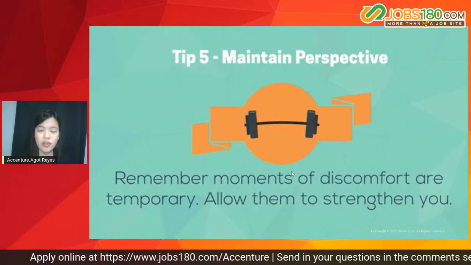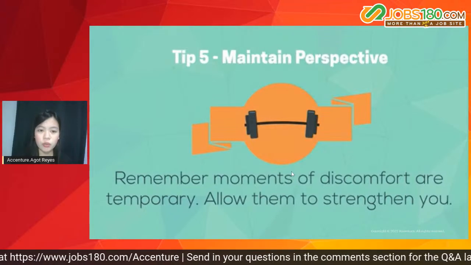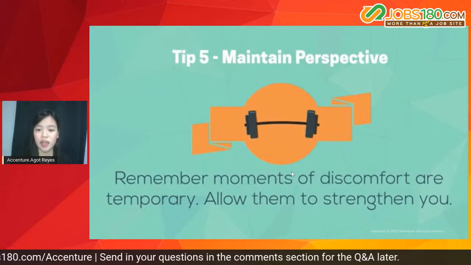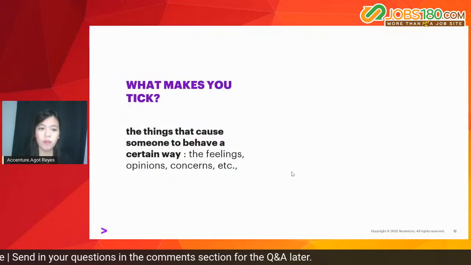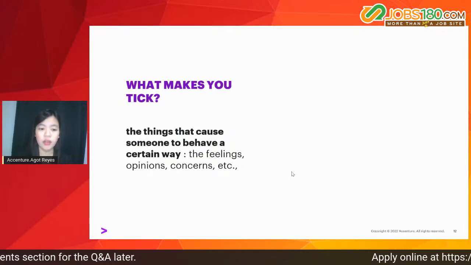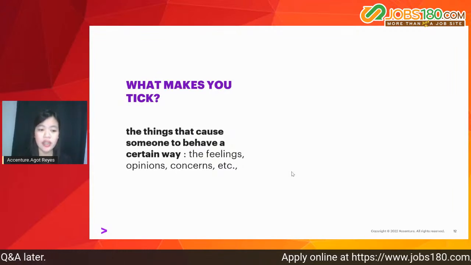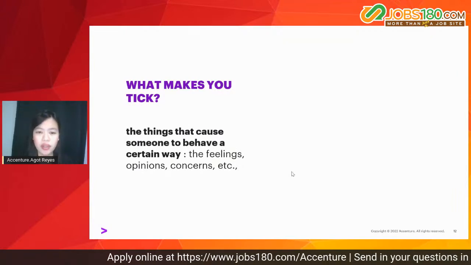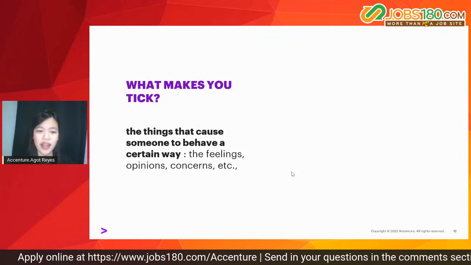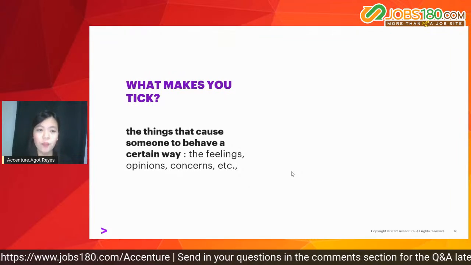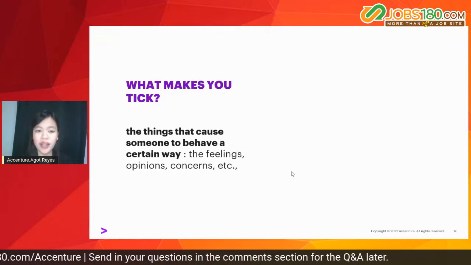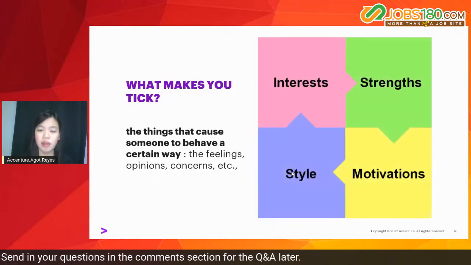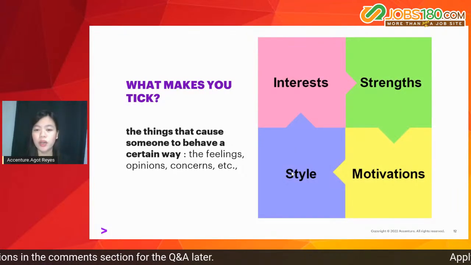All right. So now that you were able to hear about the five tips on staying motivated, let's now talk about what makes you tick, or the things that cause someone to behave a certain way, the feelings, opinions, concerns, and other stuff related to it. In layman's terms, it actually answers the question: what makes you excited, no? And if you're having a hard time identifying what makes you tick, maybe it helps for you to be more self-aware and identify the following.